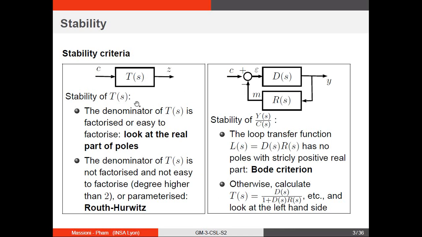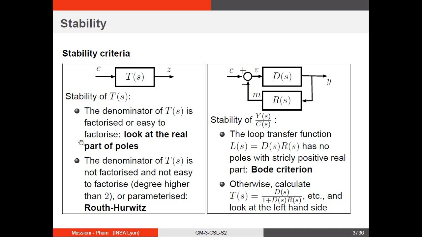The first option is that T has a denominator which is simple or which is already factorized, and then it is very easy to look at the poles, compute the roots of the denominator, and look at the real parts of the poles. As we have seen, strictly negative real parts mean that the system is BIBO stable, input-output stable, let's say. You might also use this criterion if you have a computer and the denominator is complicated. You just pass this denominator to the computer, ask it to compute the poles, and look at the real part of the poles.